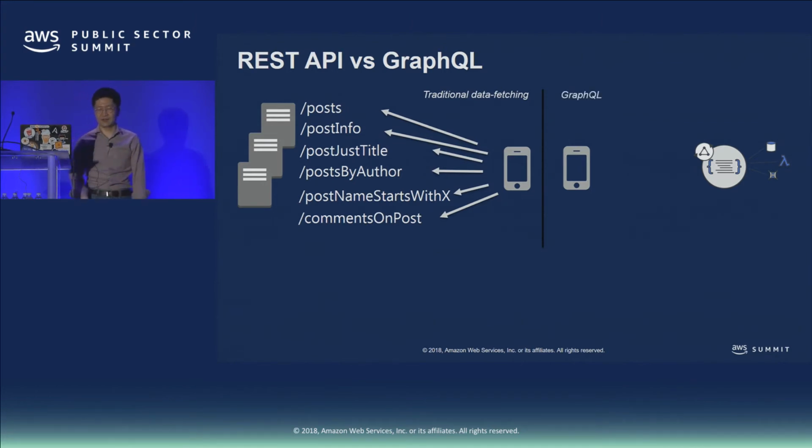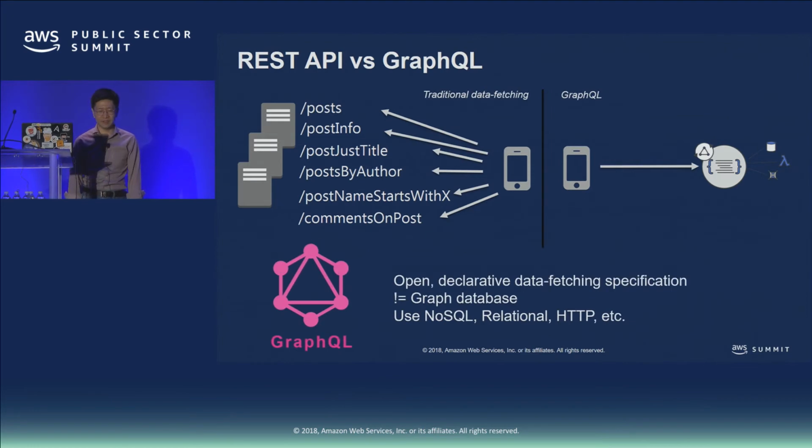Can we do better? There's something called GraphQL, initially developed by Facebook. It allows you to do one single request and get all the data back. It's an actual open specification. It's sort of like a protocol. It's not a graph database, by the way. But in the backend, you can use a NoSQL database, a relational database, or you can also use HTTP endpoints.